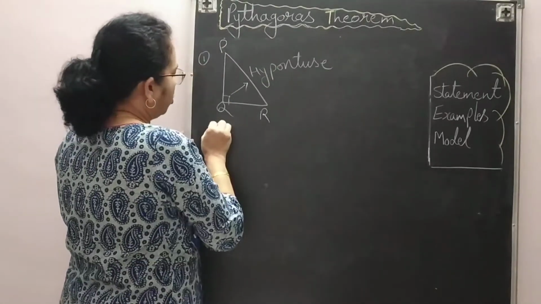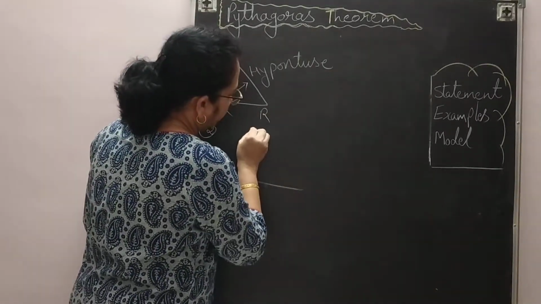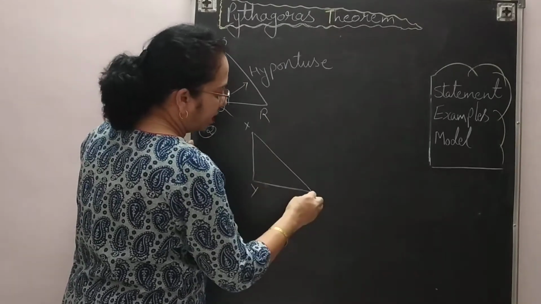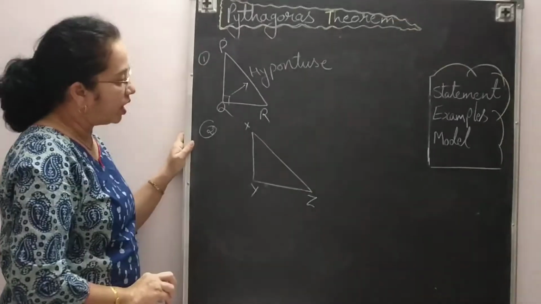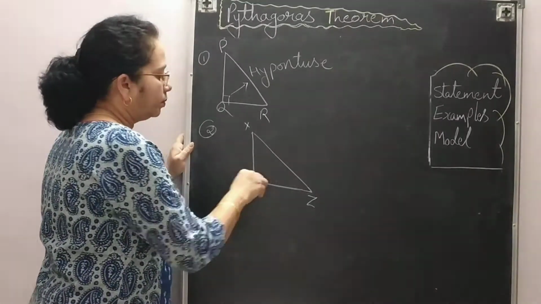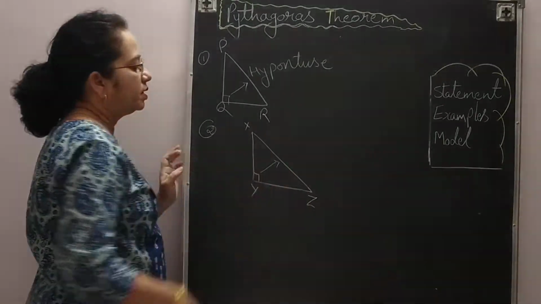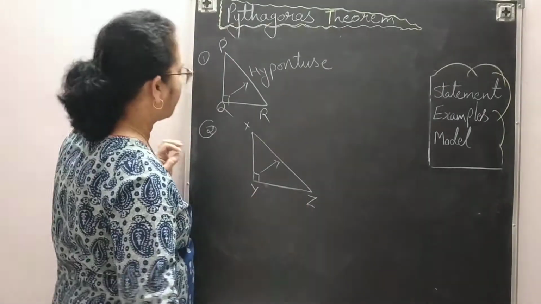Now one more figure I am giving for practice over here. This is the triangle X, Y and Z. So can you tell me which one is the hypotenuse here? Opposite to 90 degree is XZ. So XZ is the hypotenuse.